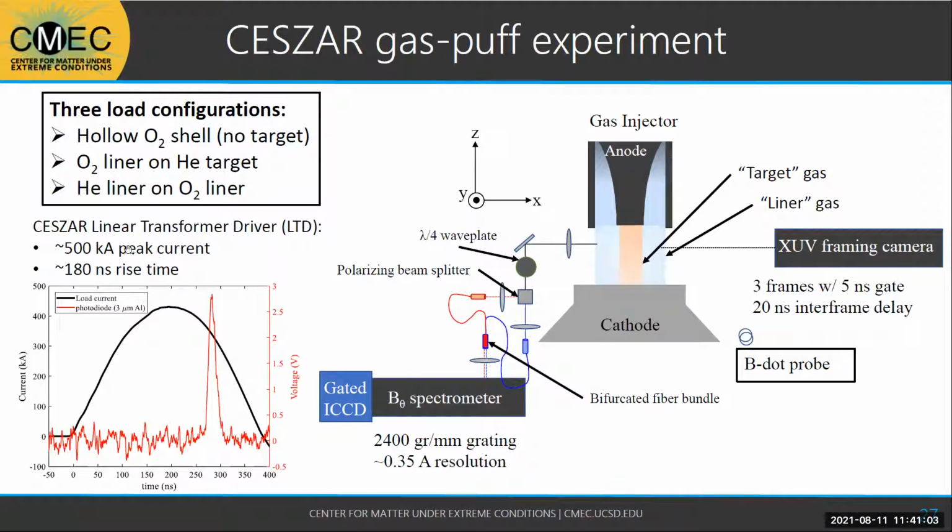Just before I move on, I wanted to mention again that this is a faster current driver. It's about a 500 kiloamp peak current in about 180 nanoseconds. And this is just an example of the current pulse. We're also using a photodiode. I think the most useful one for these experiments was filtered with a 3-micron aluminum filter.